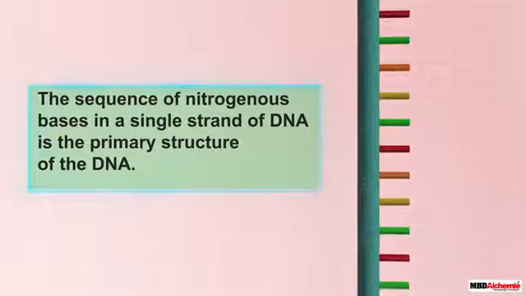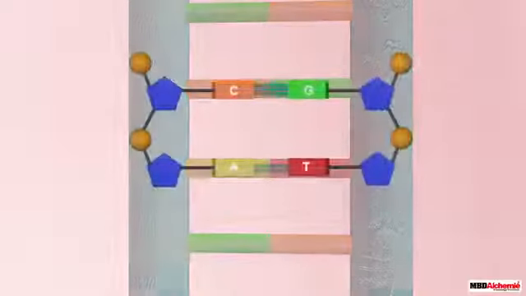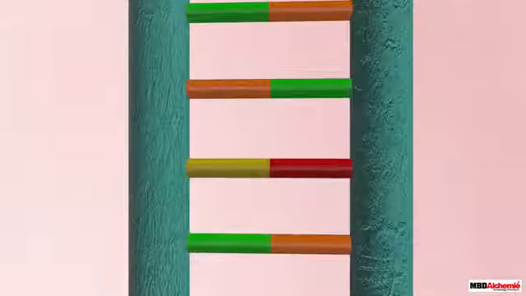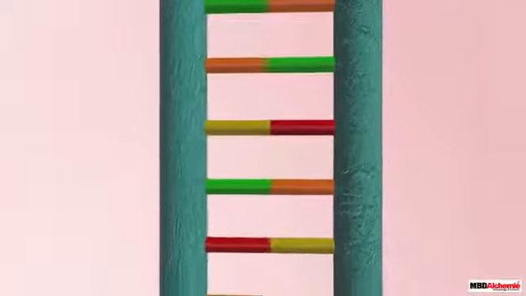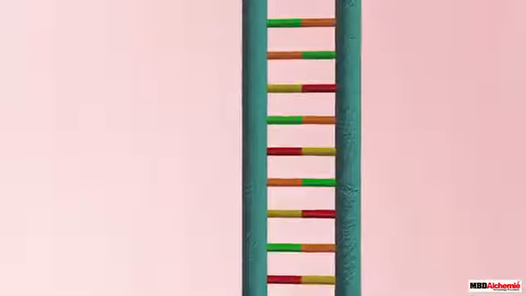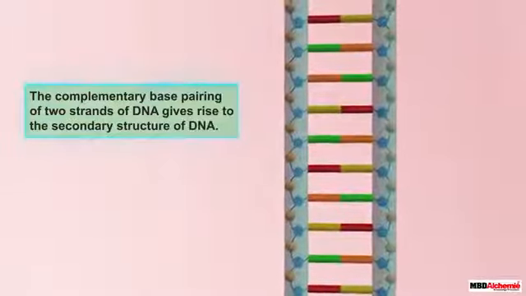Now, the nitrogenous bases of one strand of DNA join the nitrogenous bases of the other strand by forming hydrogen bonds. Interestingly, cytosine of one strand always joins the guanine of the other by 3 hydrogen bonds, and adenine of one strand joins to thymine of the other by 2 hydrogen bonds. Since the bases of one DNA strand always have the complementary bases in the other strand, the base pairing between 2 strands is called the complementary base pairing. This complementary base pairing between 2 strands of DNA is the secondary structure of DNA.